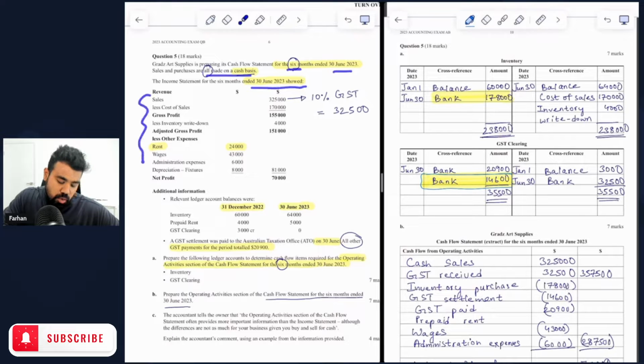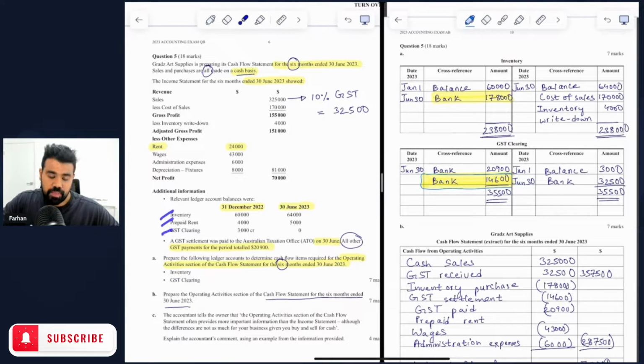So here you can see we are given the sales, the cost of goods sold, the gross profit, the inventory write down, and different types of expenses. We are also given the closing balances from 6 months before at 31 December 2022 for inventory, prepaid rent, and GST clearing, and also the closing balances today at 30 June 2023 for inventory, prepaid rent, and GST clearing.